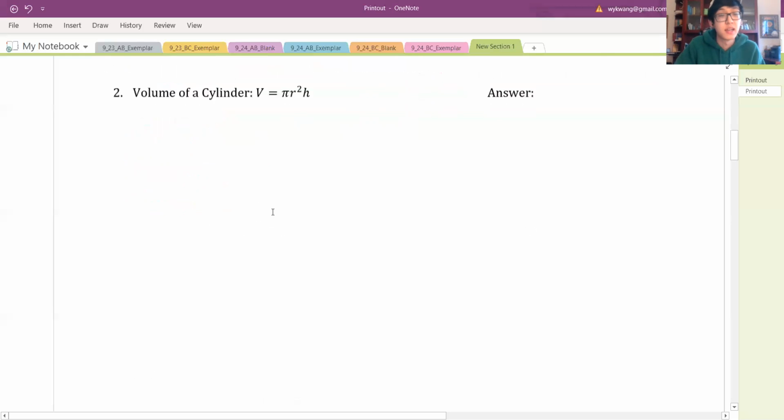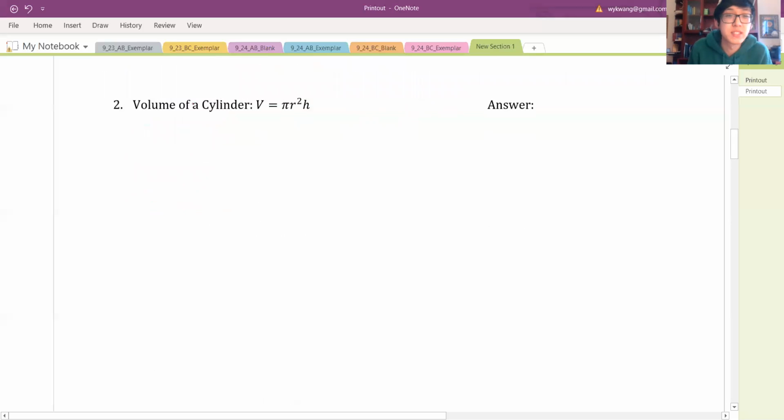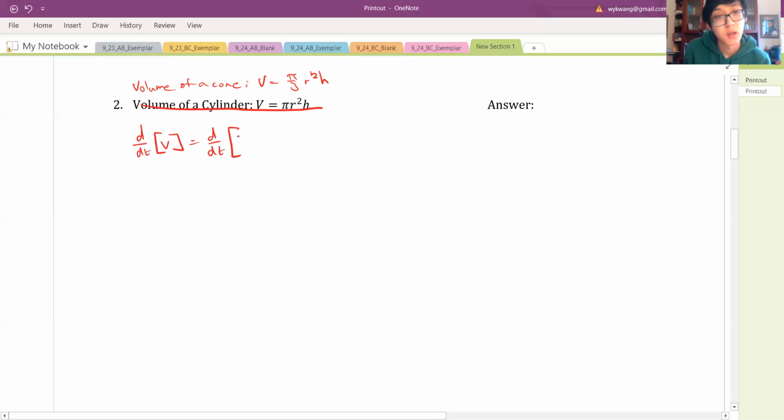We're done. Now this problem, volume of a cylinder. I'm going to change this, although honestly this barely changes anything, to volume of a cone: v is equal to pi over 3 r squared h. It's extremely similar, but whatever, I changed it. So with respect to t, d over dt of v is equal to d over dt of pi over 3 r squared h. Cool, so let's start from the left.